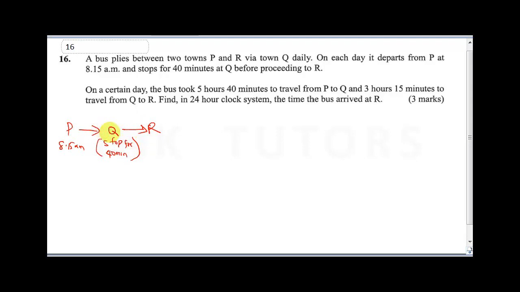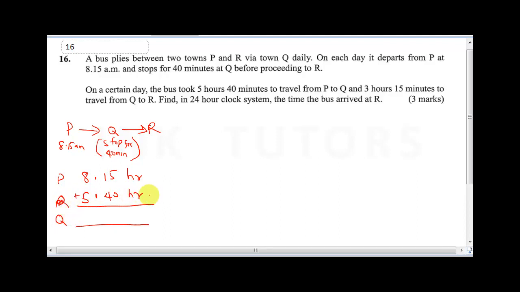Now, it says on a certain day, the bus took 5 hours, 40 minutes to travel from P to Q. So that means if the bus leaves at 8:15 a.m., let's call it 8:15 hour, and this is P, and it travels to Q in 5 hours, 40 minutes. That's 5:40. We'll need to sum up the time at which it arrived at Q. So this is the time spent, and this is when it left. So we're going to add this up, and this will give us the hour.